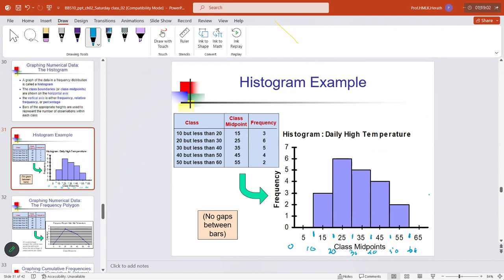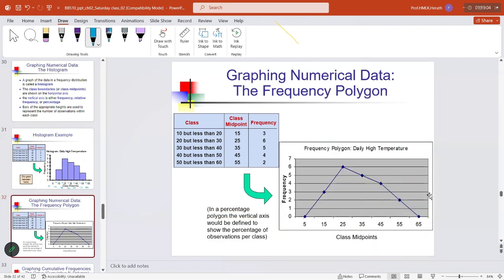But there are no gaps between bars. So this is called a frequency polygon.